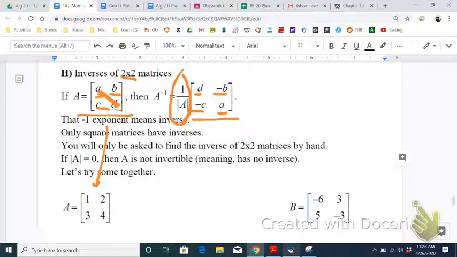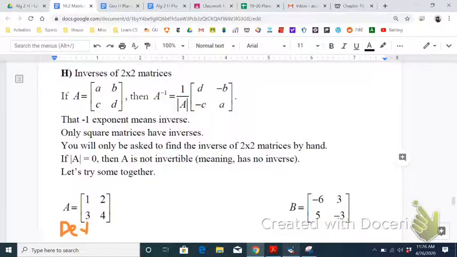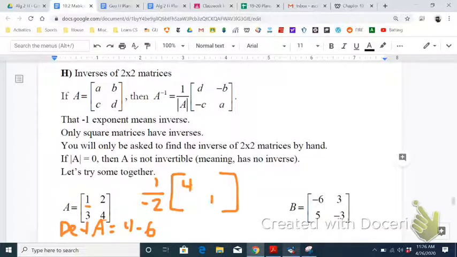Well, first we would have to find the determinant. So the determinant of A would equal 4 minus 6, because it's 1 times 4 minus 2 times 3. So 1 over the determinant of A would be 1 over negative 2, or negative 1/2. Now, we're going to switch a and d, so 4 and 1, and then negate b and c. So this is the inverse of matrix A.